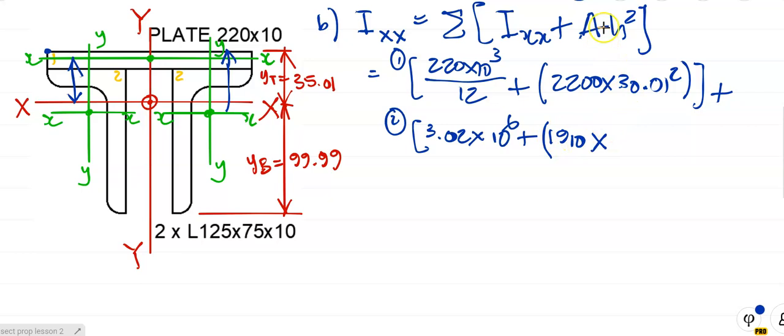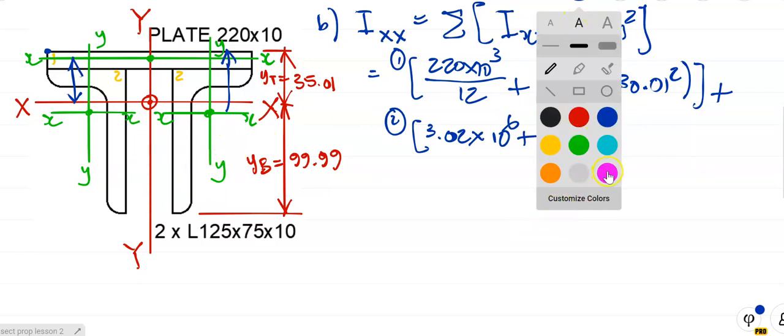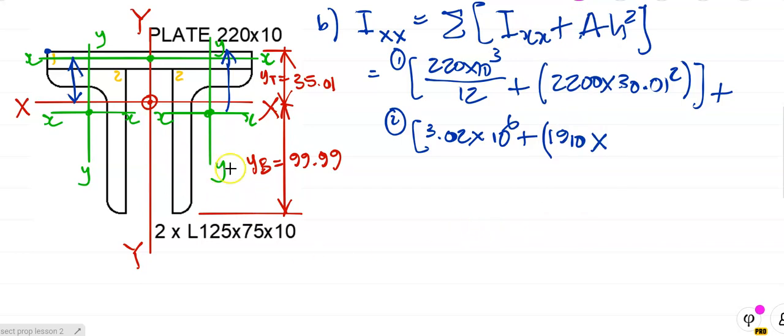1910 times H squared. What's H? H is the distance from the centroid of the element to the centroid of the whole cross section. Let me change the color here. Let me make it a nice pinky color. Did you see that? It's that distance over there. It's the distance from there to there. So, can we work it out? Of course we can. We got y bottom. That's why we worked it out. So, y bottom minus that distance over there.